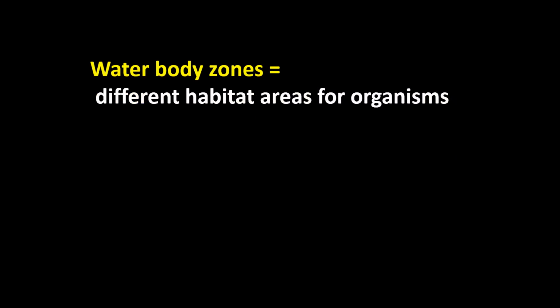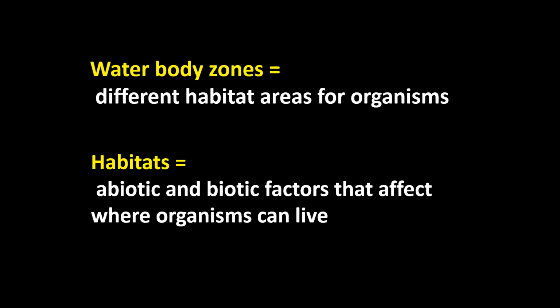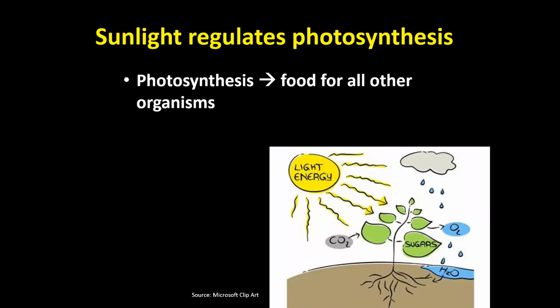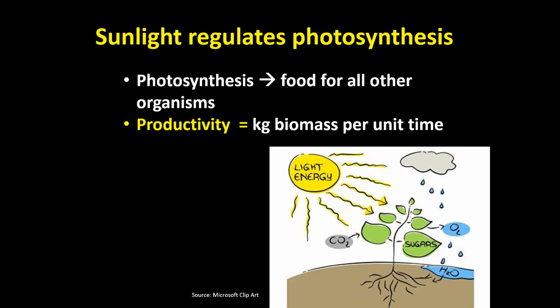So water bodies are divided into zones, and these zones form different habitat areas for organisms. And habitats are just the abiotic and biotic factors that affect where an organism can or prefers to live. So sunlight regulates photosynthesis, and photosynthesis provides food for just about all other organisms. And this affects productivity, or the amount of biomass per unit time over an area.